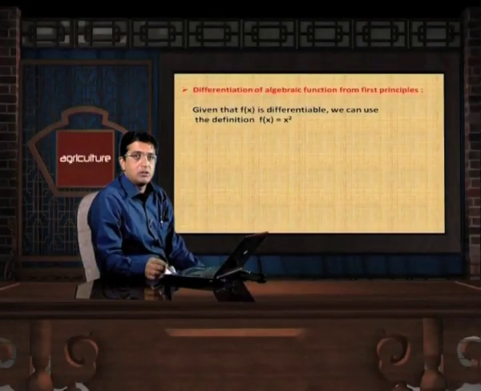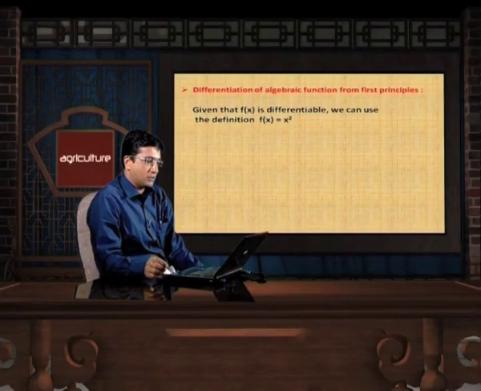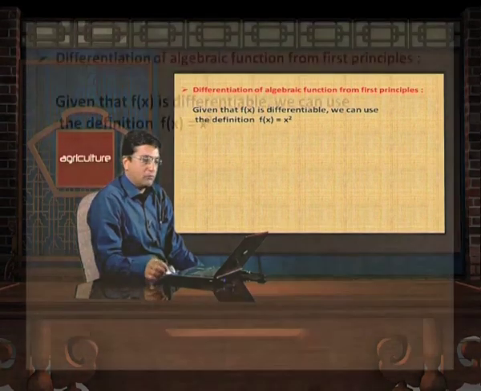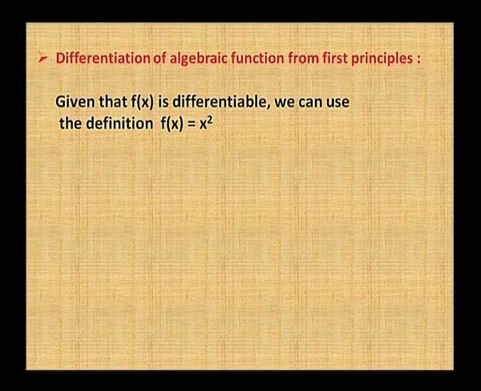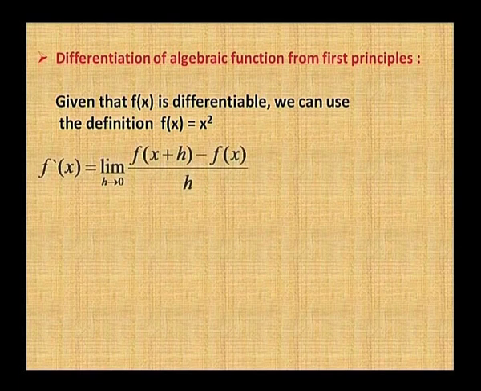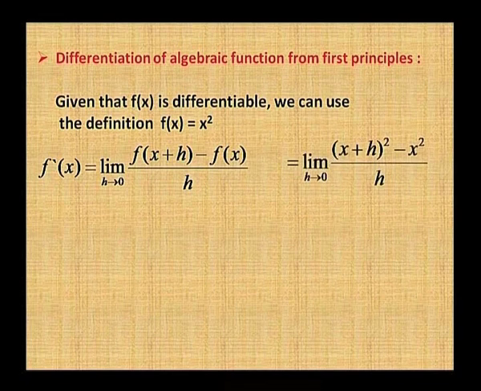Now we use the first principle of differentiation. First we take the differentiation of an algebraic function from first principles. Given that f(x) is differentiable, we can use the definition with f(x) equals x square. By definition, f dash x equals limit h tends to 0 of f(x plus h) minus f(x) upon h, where h is a small increment in x, which equals limit h tends to 0 of (x plus h) whole square minus x square upon h.